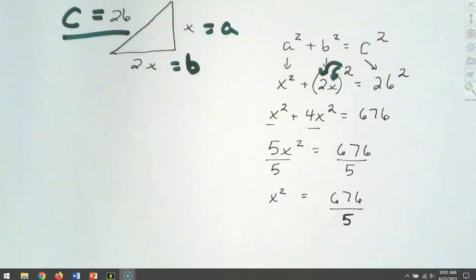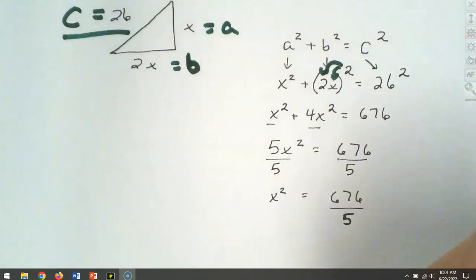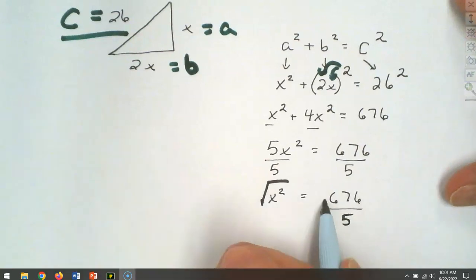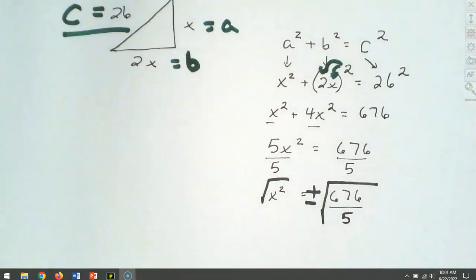Now we need to think about how we get rid of a square. And what's the opposite of a square? We did this back in 1-4. The opposite of a square is a square root. And whenever we take the square root, we add on that plus or minus. And this one actually says it's going to be a decimal. And it specifically tells us to the nearest tenth of an inch.